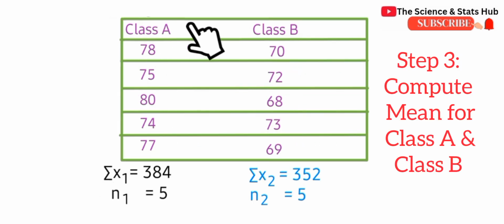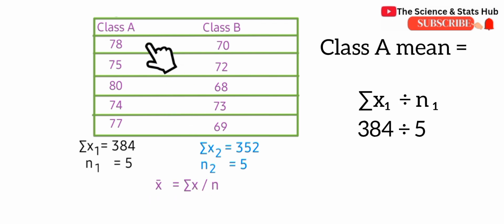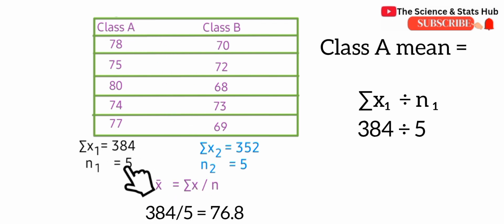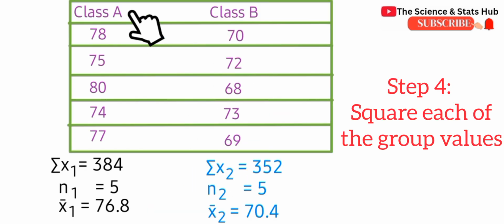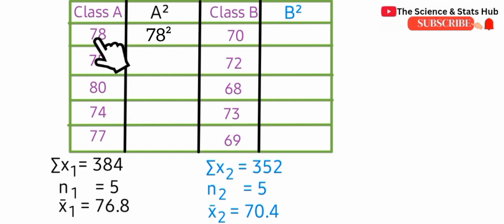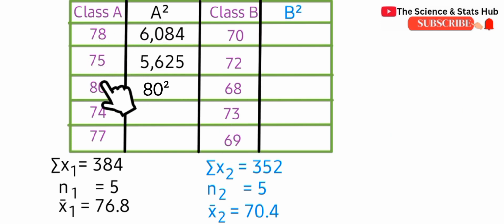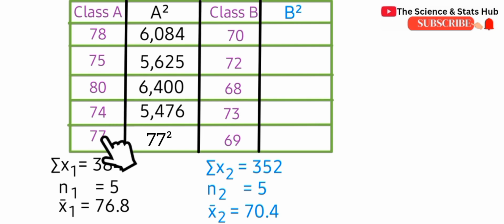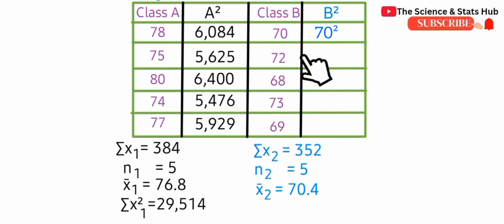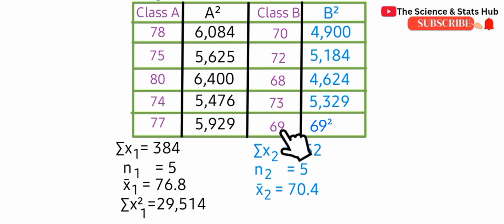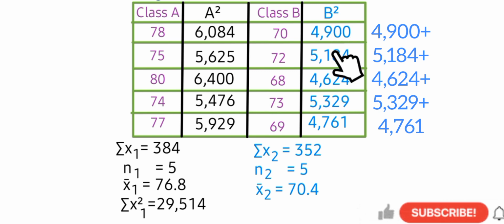Compute mean for class A and class B. Applying this formula, mean for class A will be sum of A divided by n, that is the sample size. Mean for the second group will be the sum of B divided by sample size. Let's square each of the group values. 78 squared, 75 squared, 80 squared, 74 squared, 77 squared. Sum this together. 6084 plus the rest gives this value. Square of 70, square of the others, square of 79, 4900 plus the rest gives the total.